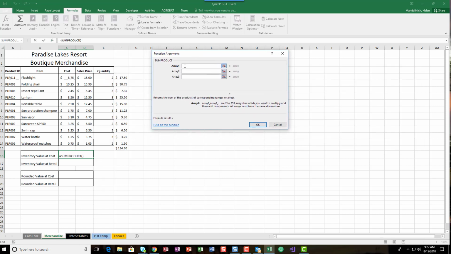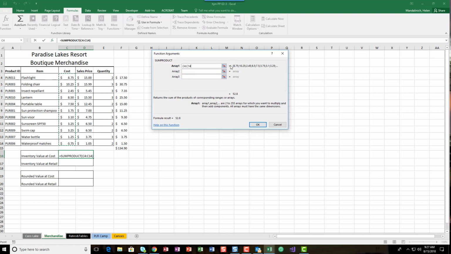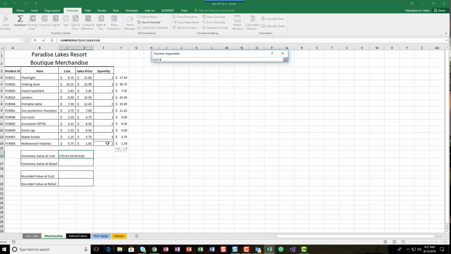So all we're going to do here is define the arrays. And the arrays are the 2 areas that you want to multiply, right? So the first area would be cost, the second area would be quantity. So here's the big thing: these arrays have to match. However many elements you have in array 1, you have to have a matching number in array 2. So when I'm on array 1, I'm going to select cost, right? So that's my first set of numbers. The second set of numbers is this corresponding one.